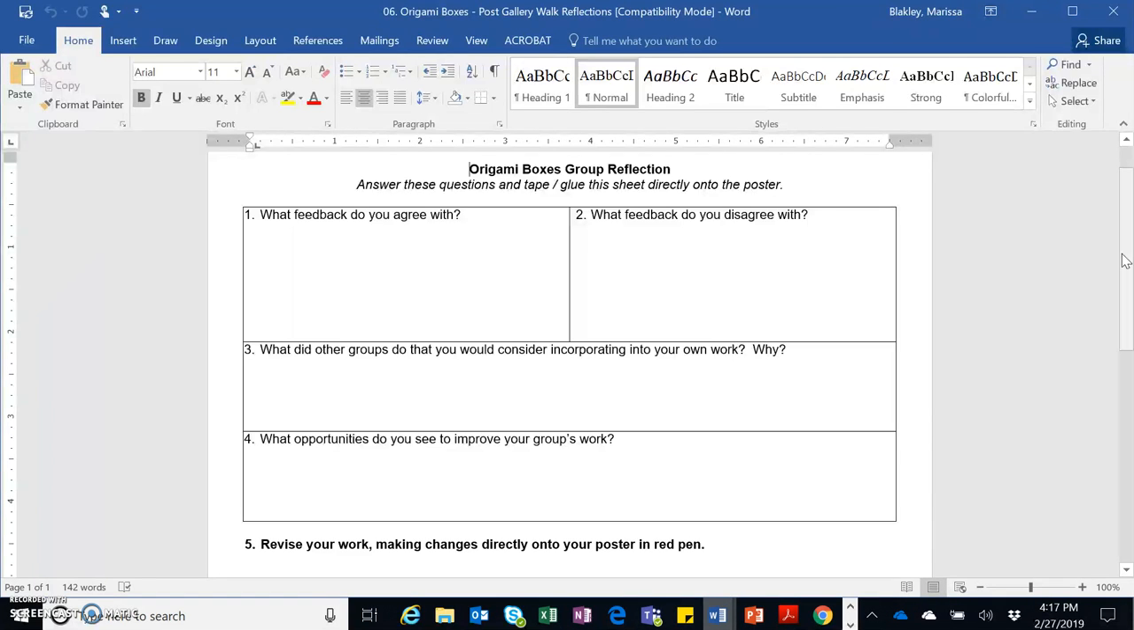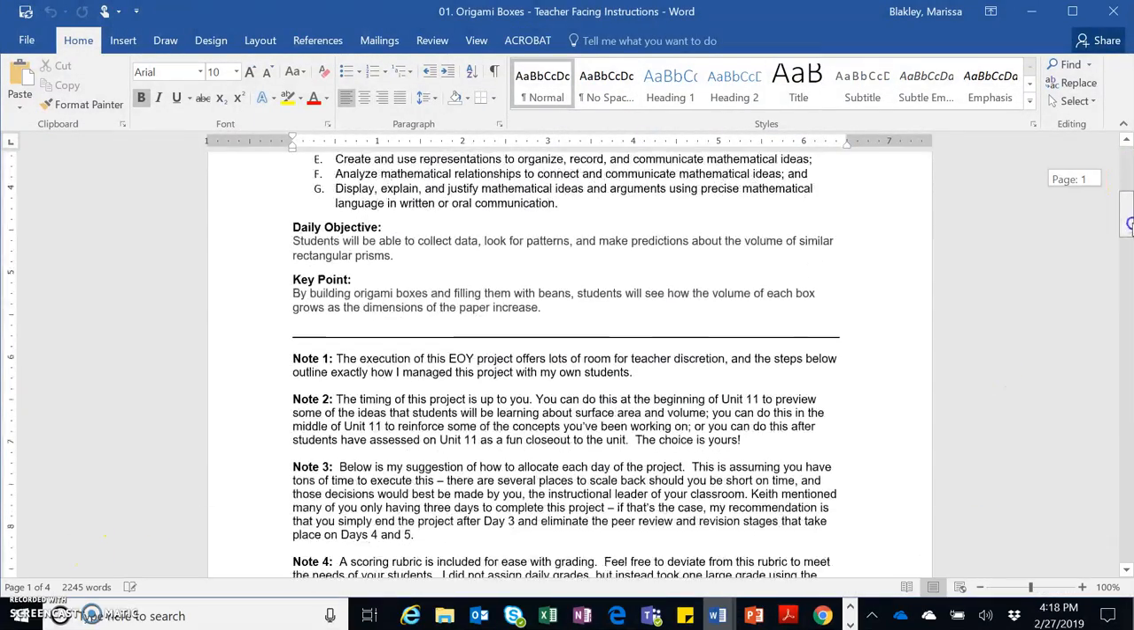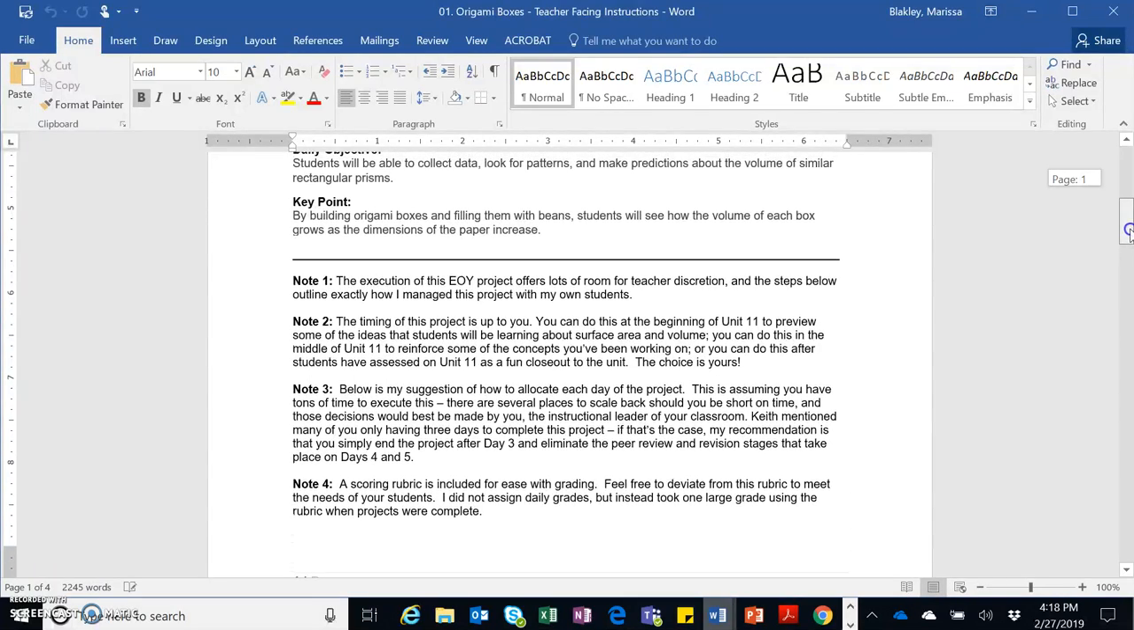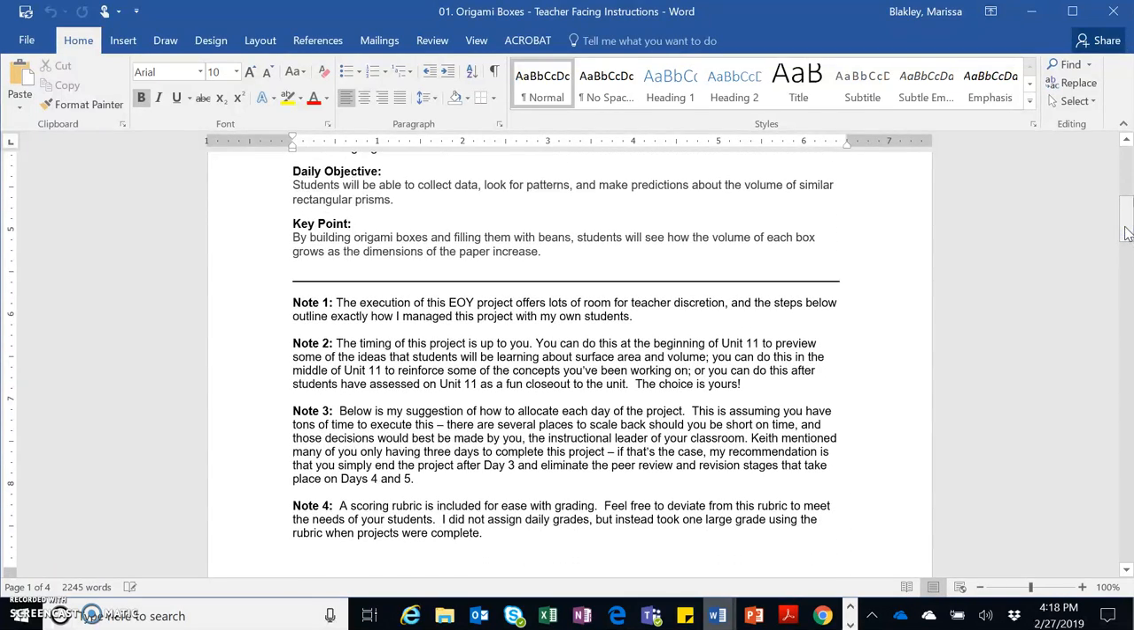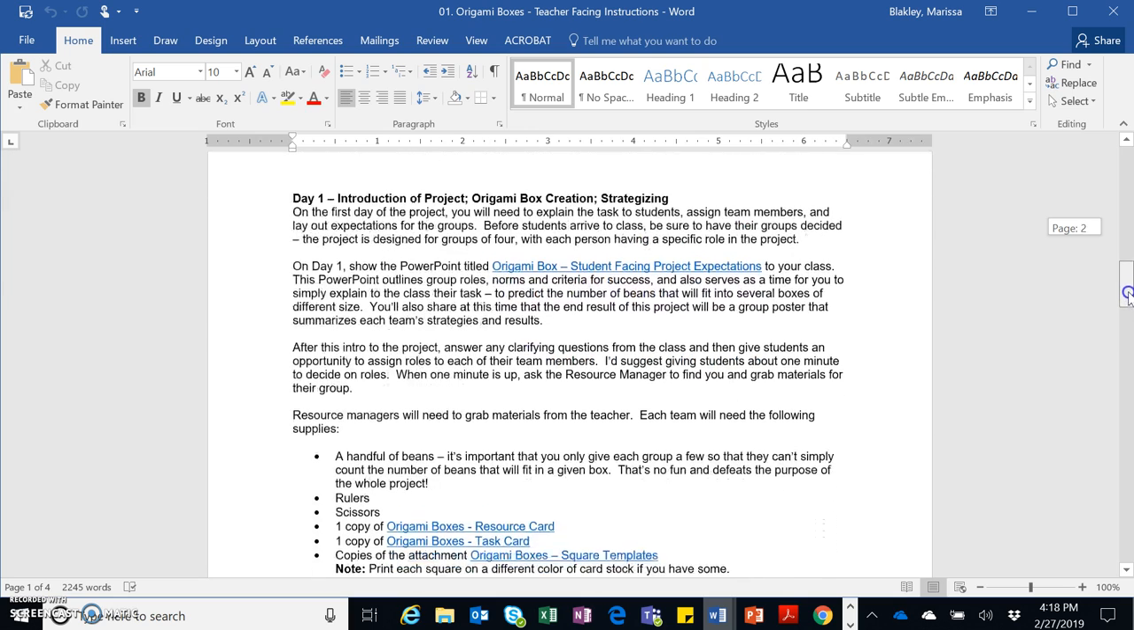It was a really cool thing to see how they took each other's feedback and then improved their product. From what I understand from Keith, y'all might not have quite as much time as I did in order to implement this. So in that teacher-facing handout, I listed out some thoughts down here in the notes about what I would cut if I were short on time. Basically, that peer review and revision process is something that I would probably lift if I were only having 3 days instead of 5 days, which is what I outlined in my teacher-facing instructions.